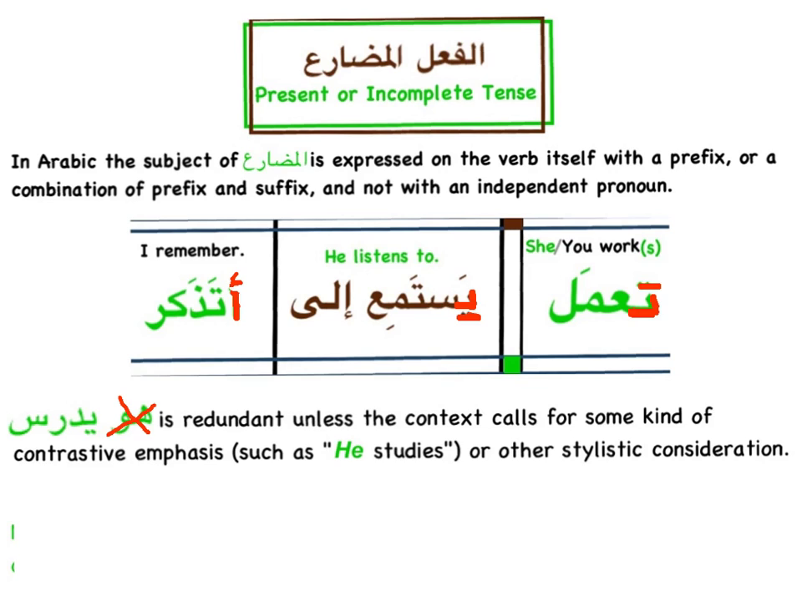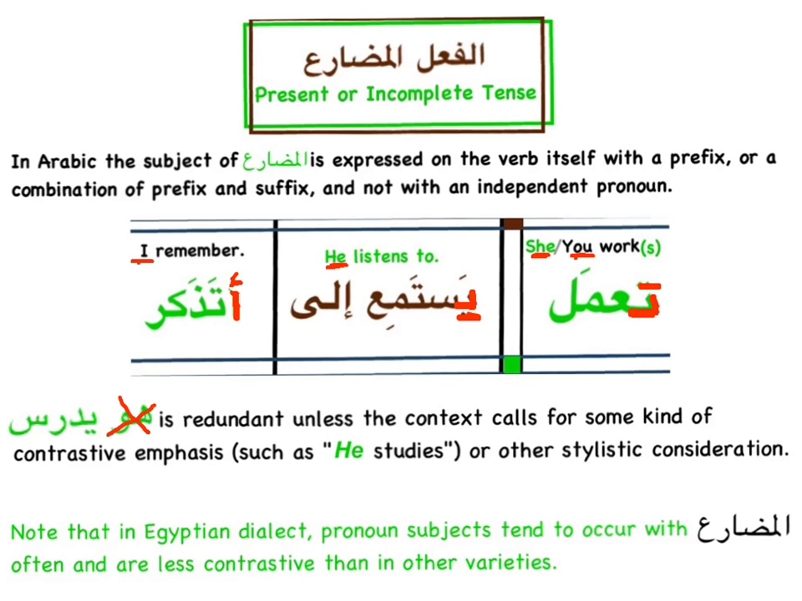And you just say يدرس. It's more than enough. Actually, it's perfect. And unlike standard Arabic or formal Arabic, when you don't need to use the subject pronoun, in dialects such as the Egyptian dialect, pronoun subjects tend to occur with مضارع often and are less contrastive than in other varieties. That means in using the subject pronouns, you're not actually emphasizing anything. It's just the common use of the language.